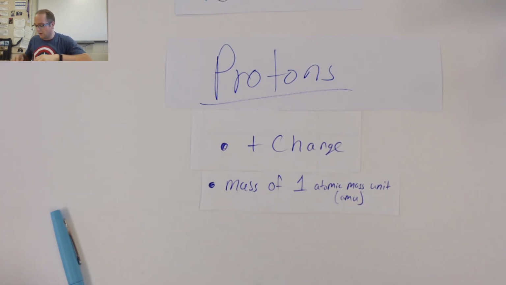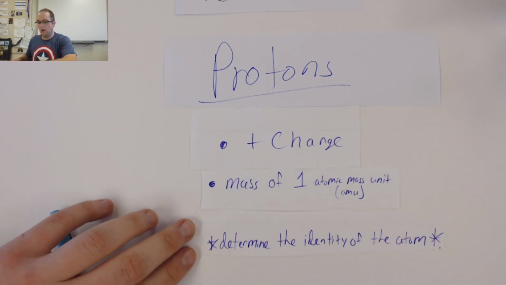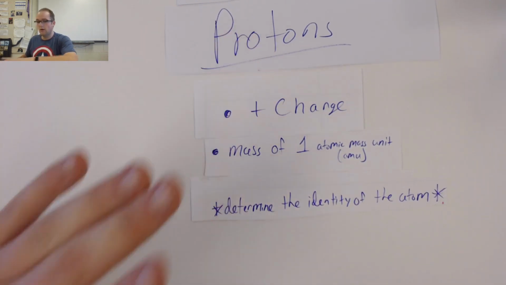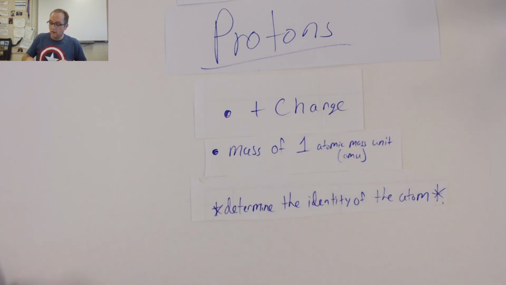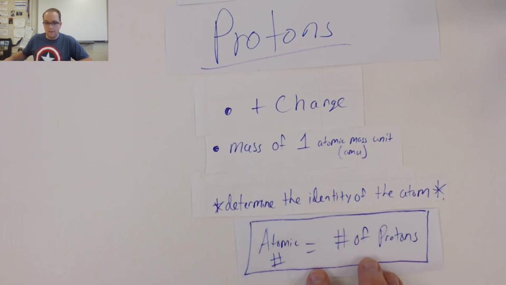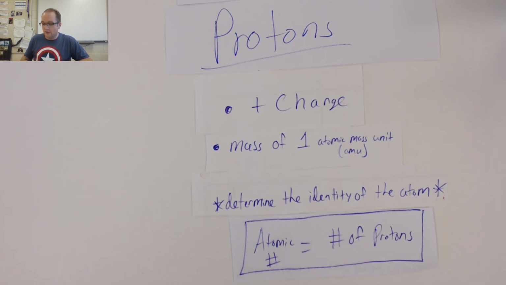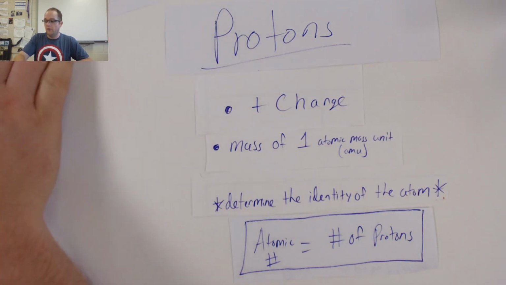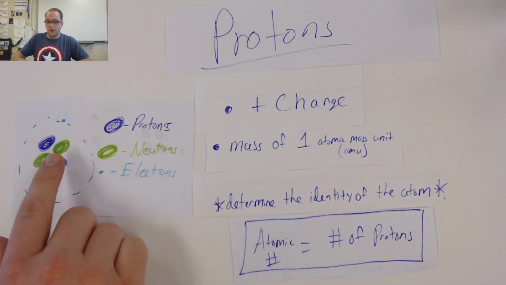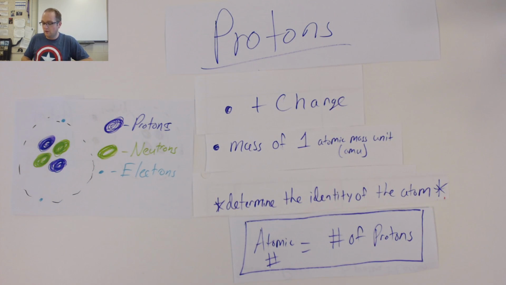Now, their main job within the atom is that they are the thing that determines what the atom is. So, if I have 5 protons, I will always be boron. If I add one more proton, I'm no longer boron. I become the element 6, which is carbon. Now, this idea of counting our number of protons is very simply described as the atomic number. And your atomic number will always be equal to your number of protons that exist inside of that nucleus.